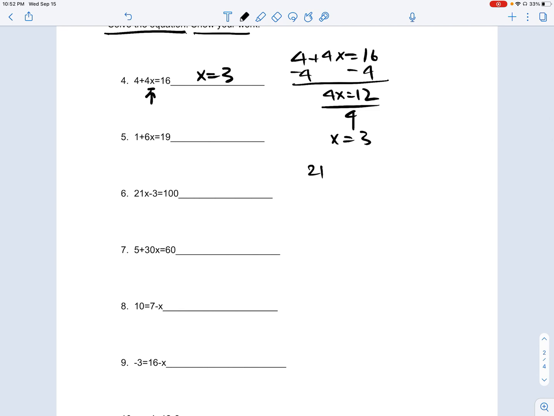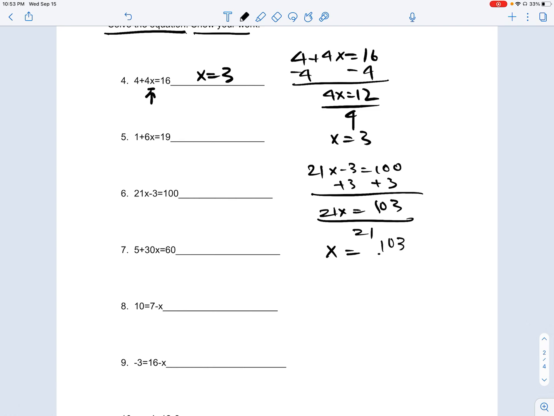Moving on. 21x minus 3 is equal to 100. You add 3 on both sides, you get 103 is equal to 21x. From here, you just divide 103 by 21. Now let's see. Does 21 go into 103? No, you can't simplify any further from here. So what you're left with is just the value 103 over 21.